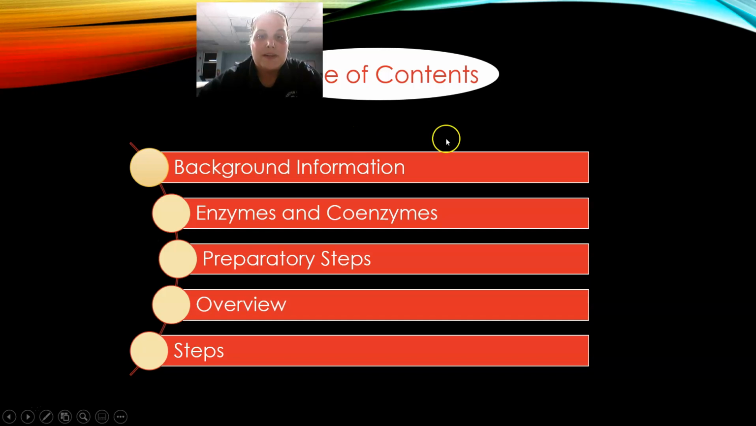So what we're going to be talking about today initially is the background information. There are a couple of things that are good to know before we start getting into depth. I'm also going to be talking a little more in depth about the enzymes and coenzymes. There are also two preparatory steps that have to be concluded before the actual complex processes can start. And then I'll give a brief overview of the three main steps, and then we'll get into the steps.